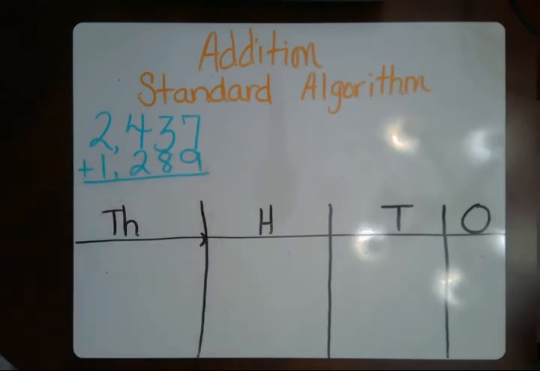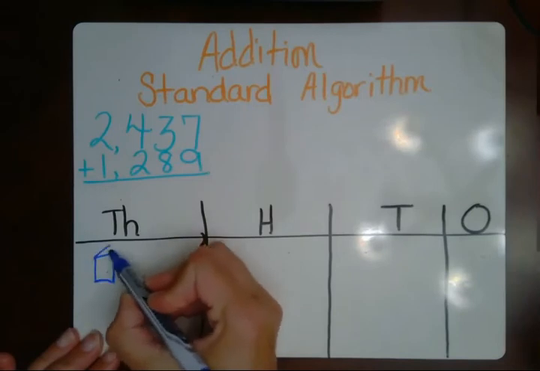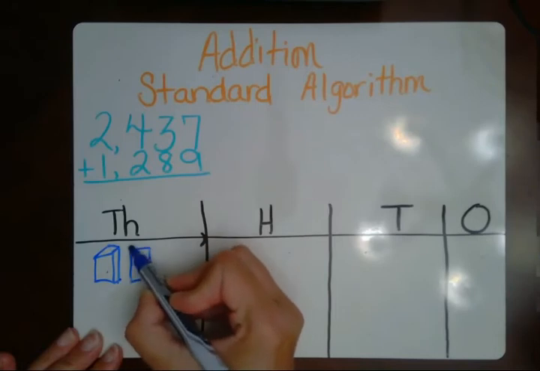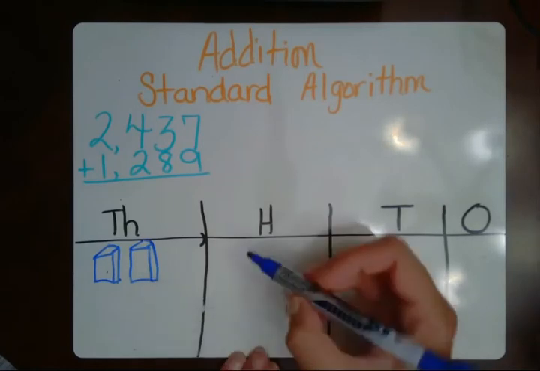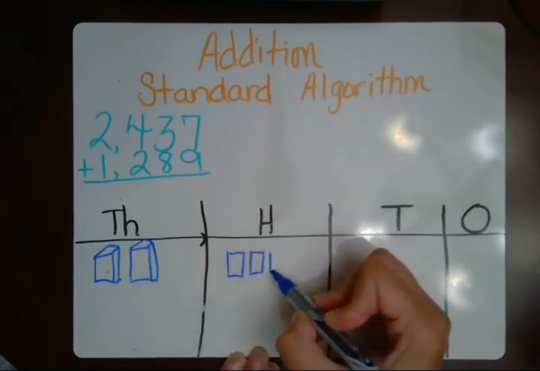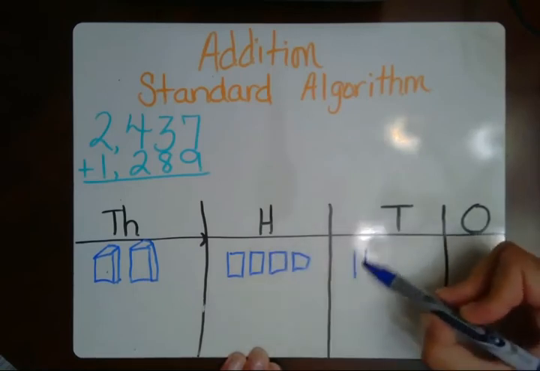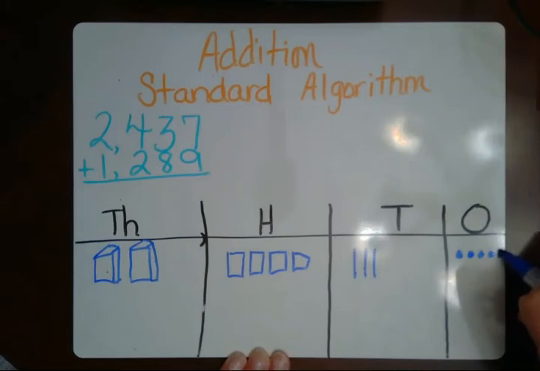So what we're going to do is set up our problem showing the top set of numbers. In that, I have two thousands. And I'm going to use picture models just because I don't have the space to use all of those base 10 blocks. So I have two thousands, I have 400, I have 30, so 3 tens, and 7 ones. 1, 2, 3, 4, 5, 6, 7.